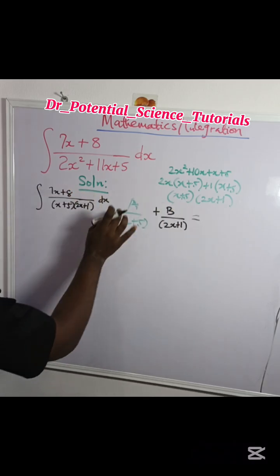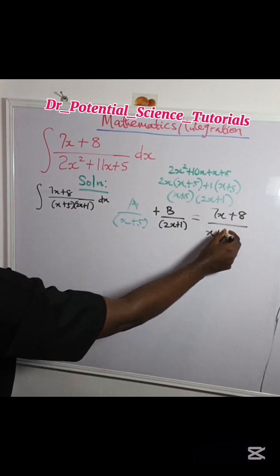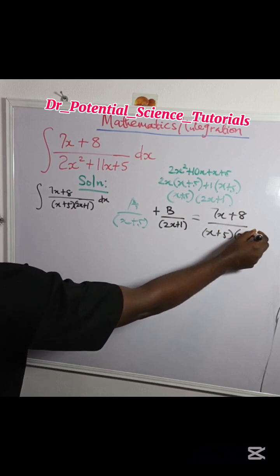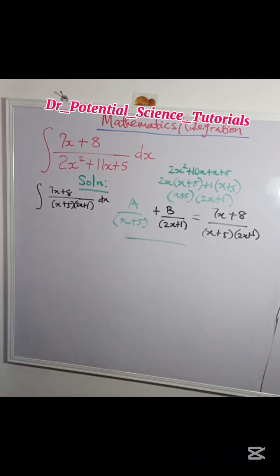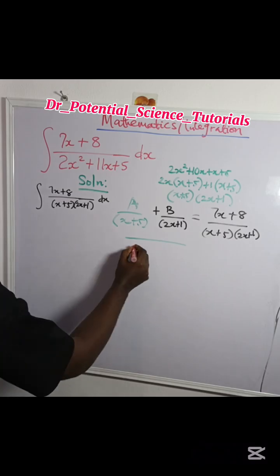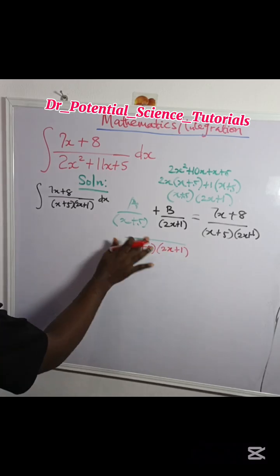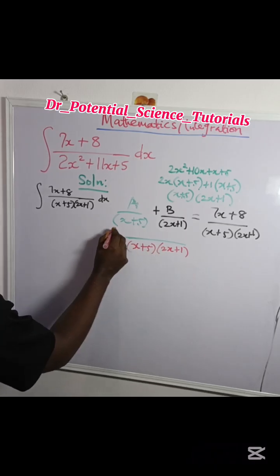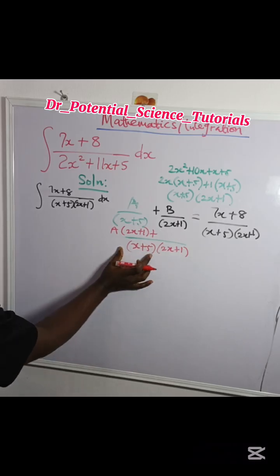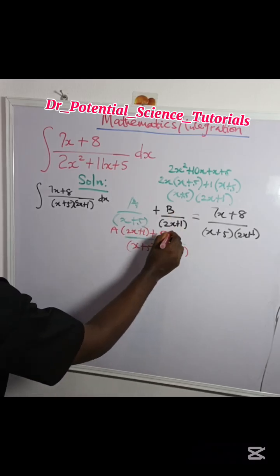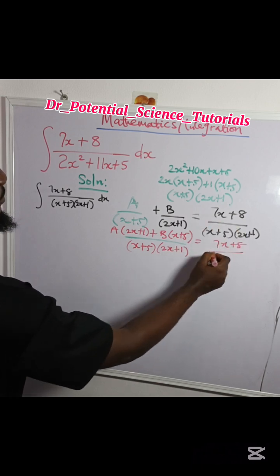Then we're going to equate it to the original equation, (7x + 8) divided by (x + 5)(2x + 1). So by the time you take your LCM, we're going to have (x + 5)(2x + 1). This in this, we are left with this. So A(2x + 1) plus this in this, we are left with this, B(x + 5), equals everything we have here.